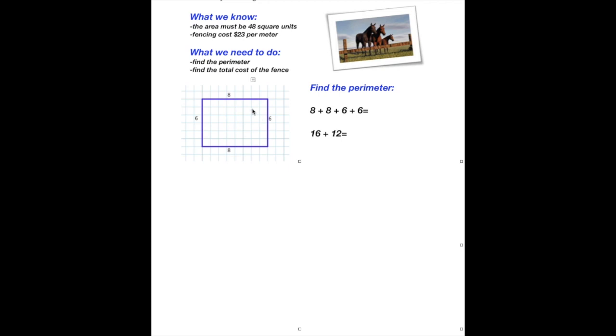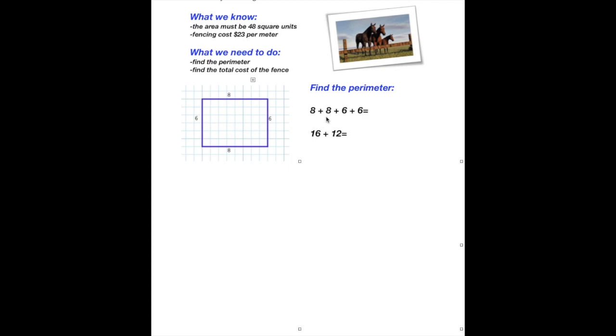The one that makes the most sense is this one that's pretty close to a square, a 6 by 8. And if we are using this 6 by 8, that's giving us 48 square units on the inside, so I know I'm checking off that condition. So now I need to find the perimeter. Finding the perimeter, easy enough. Add up all the lengths of the sides. 8 plus 8 plus 6 plus 6.